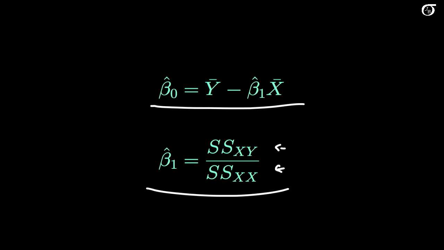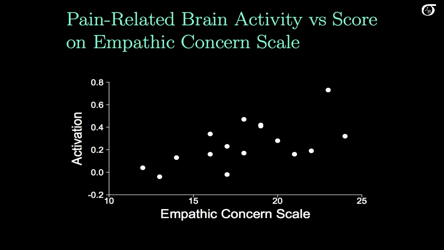And we use the least squares method because these estimators work very, very well in a variety of spots. In some situations, they are the best estimators that we could possibly use. Very commonly used, this least squares approach. So let's take a look at our example here. Pain-related brain activity versus score on the empathic concern scale. I want to fit a line through these points. So I'm going to say that my line of best fit is going to look something a little like this.